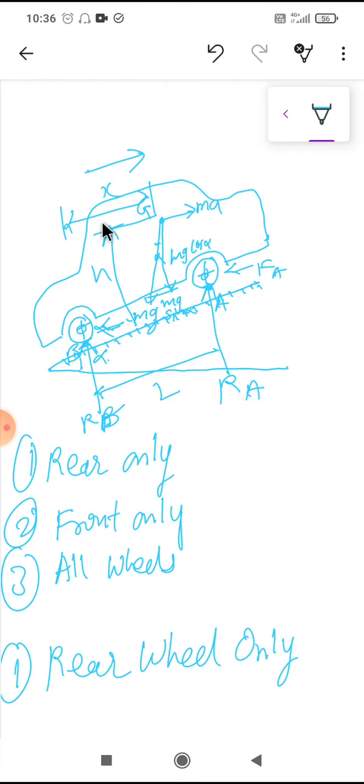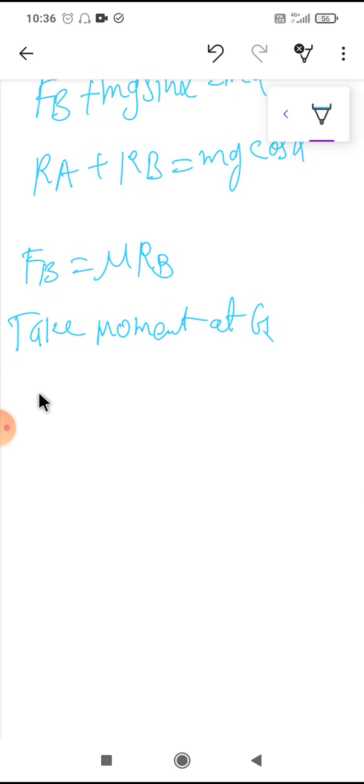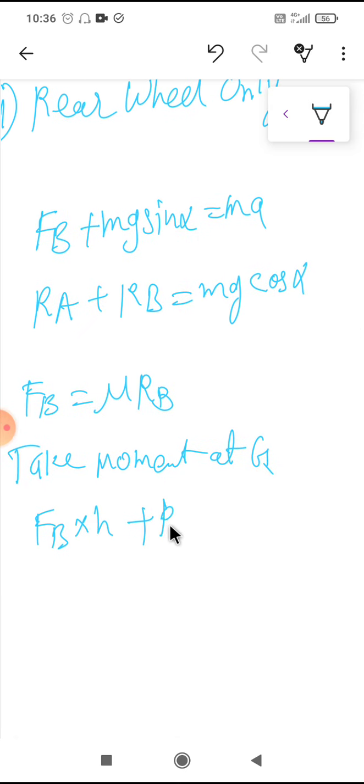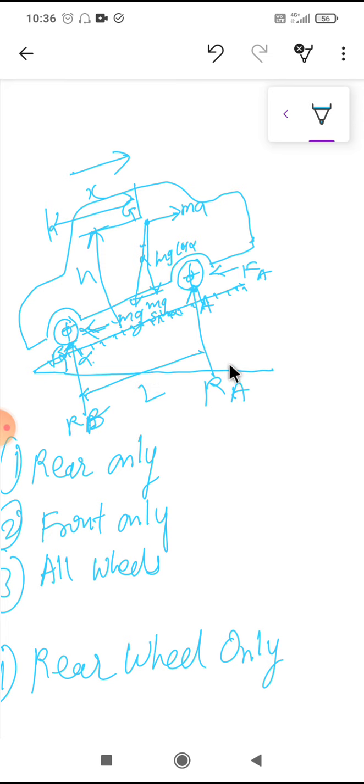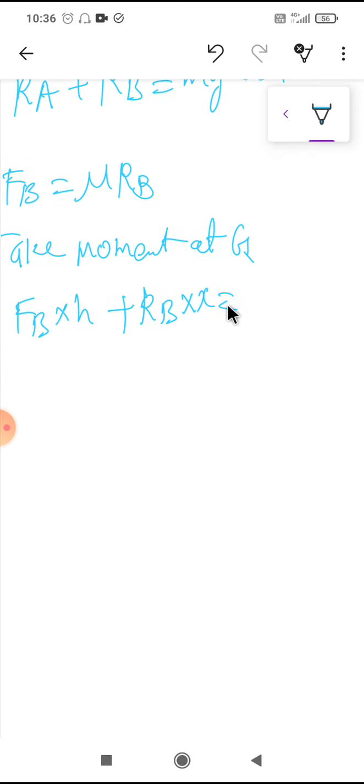So taking moment here, we're getting FB into h, plus what are the other forces, RB. So RB into x is equal to, which force is left, RA. So RA into L minus x, the total length is L. So taking moment at G from left to right direction, it is RA into L minus x.